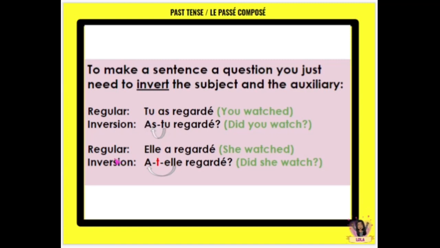Here again is another example. Regular is elle a regardé. And then in inversion, we flip the L and the A, so it's a-t-elle regardé. But notice we added the letter T here, and it needs to be here. It's just a rule because A and L are both vowels, so you must put a T in there. A-t-elle regardé.